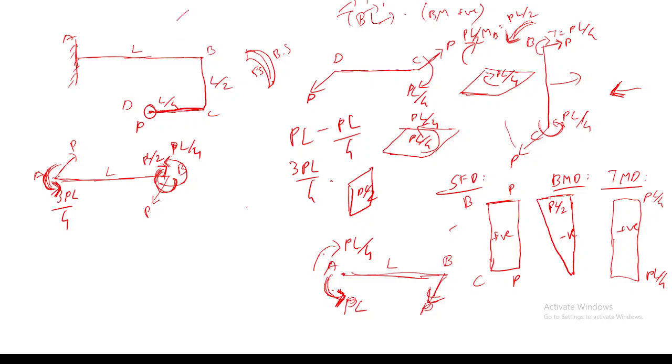For example, this direction, sir. Yeah, you can view it from the horizontal plane. It will be something like this. 3PL by 4. When you are viewing it from the top side, in the horizontal plane, it will be something like this. Are you getting or not? Like, this will be the structure member AB.